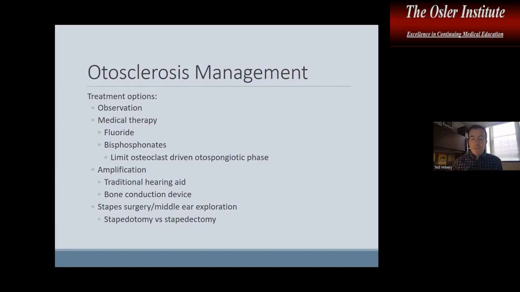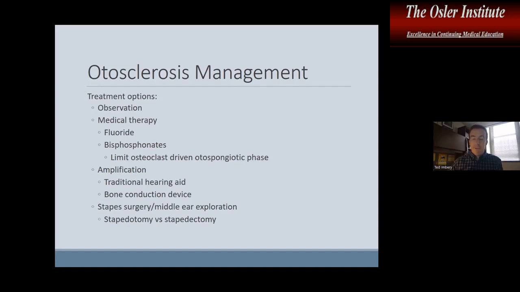Obviously, hearing amplification can be used at any point, either with traditional hearing aids or potentially a bone conduction device. And then stapes surgery, classically a middle ear exploration with possible stapedotomy, can be done.